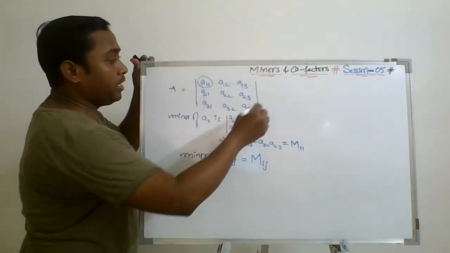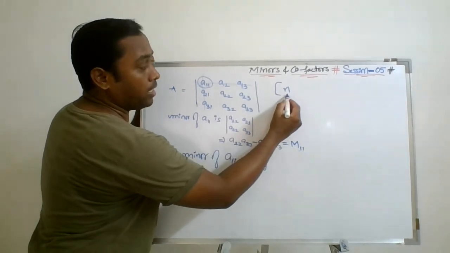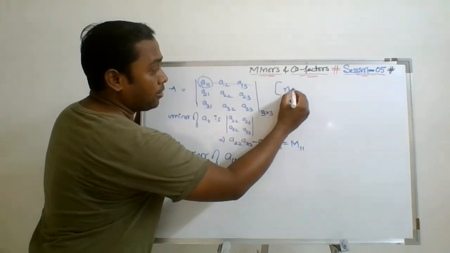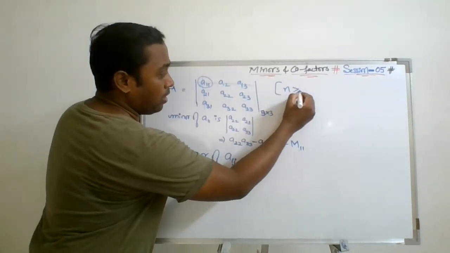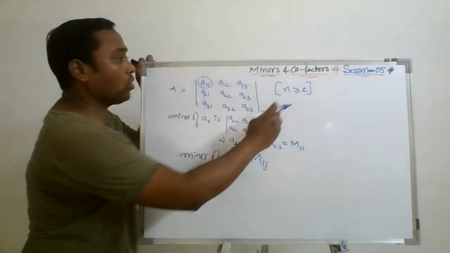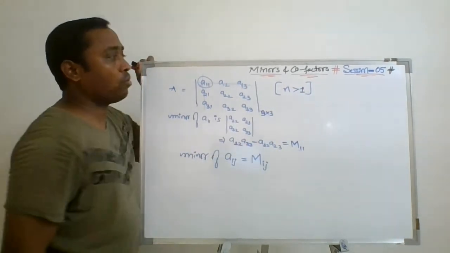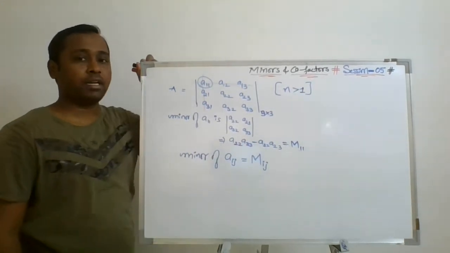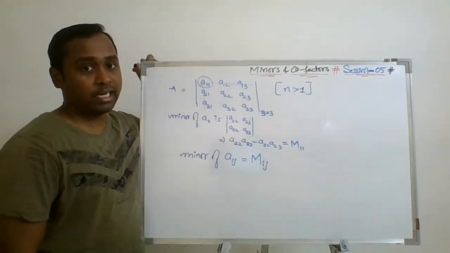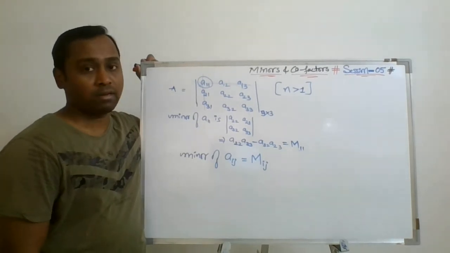Now, the condition to define minor and cofactor: the order of the matrix, that is n by n, like a 3 by 3 matrix. The order of the matrix must be greater than or equal to 2, or simply, the order must be greater than 1. So minor and cofactors are only defined in square matrices of order 2 and more. They cannot be determined for a 1 by 1 square matrix.